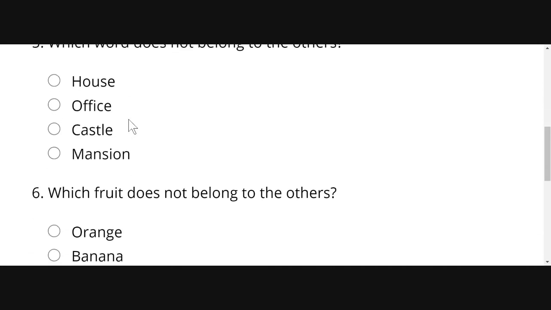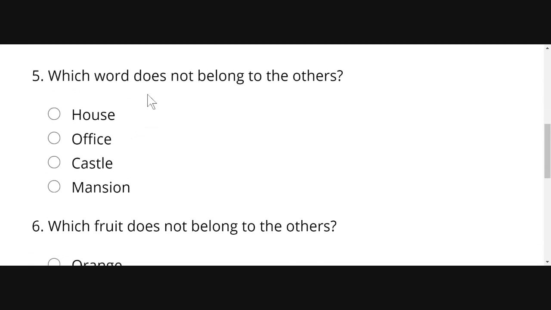All right, this one says, which word does not belong to the others? And you have house, office, castle, mansion. What's the answer for that? Is it house? Is it office? Is it castle? Is it mansion? Now, in a question like this, you want to look at what a number of things, right?